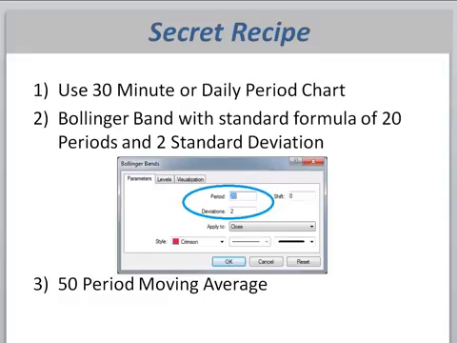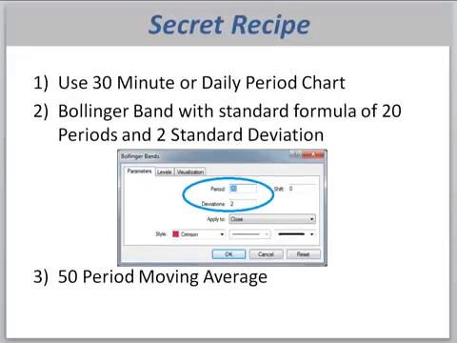Okay, so let's just bring up our chart over here. But before we get to that, here's our little secret recipe in putting together the strategy. We're going to use a 30-minute or daily period chart. I've found in my own trading that the 30-minute or daily charts work best for the Bollinger Band strategy. I'm not really sure why. I have a couple theories, but I'm not going to get into that. Just in general, the 30-minute and the daily chart work the best.